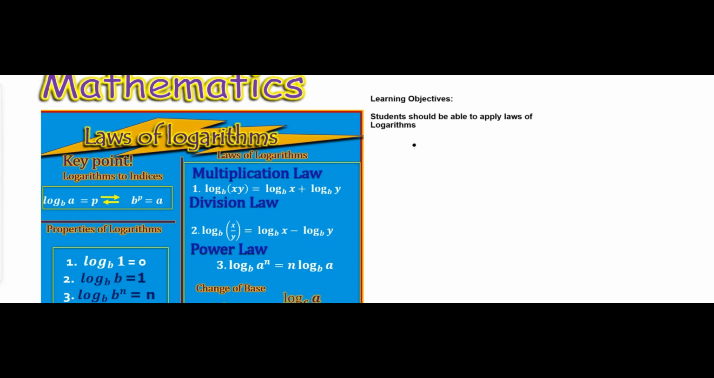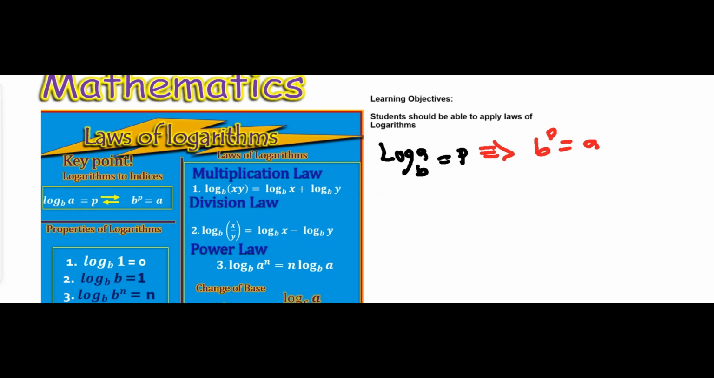Now, in the first episode I told you the first thing you need to learn is how to convert indices to logarithms. I said if you have log a base b to p, to change that to indices, you just do your base carrying the power equals your answer. That's the first thing. We have 3 laws in logarithms, and we have properties too.